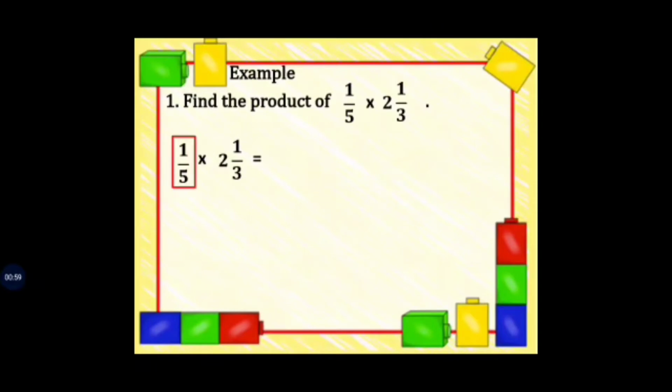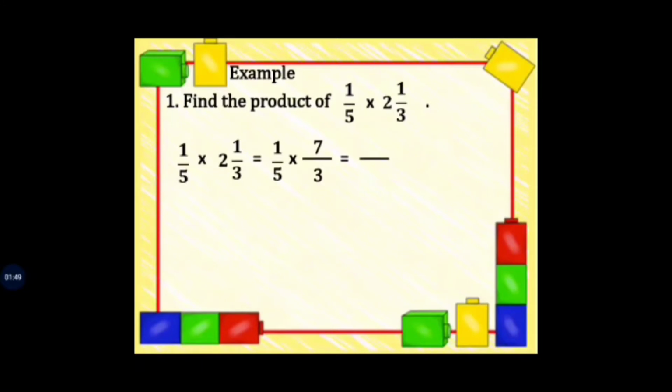Then, ilipat natin ang 1/5 dito. Then, a multiplication sign, a fraction sign. And we are going to multiply 2 times 3 equals 6. At idadagdag natin yung 1 na nasa taas. So, 6 plus 1 equals 7. And after that, we are going to copy the denominator, 3. Then, an equal sign, a fraction sign.